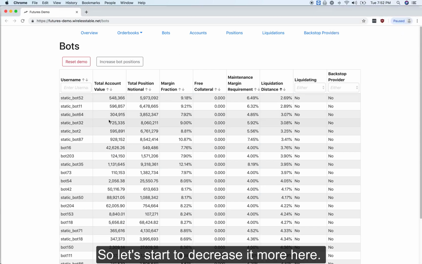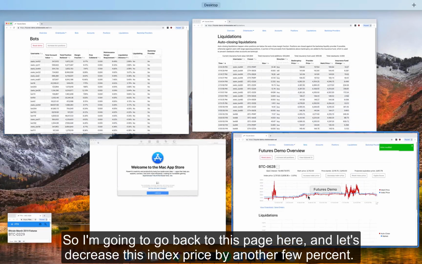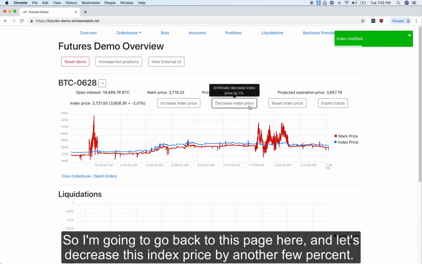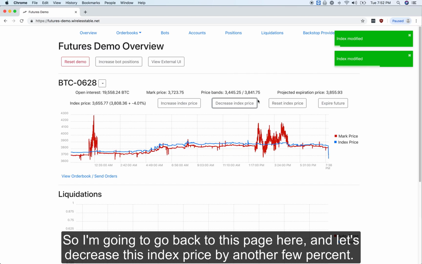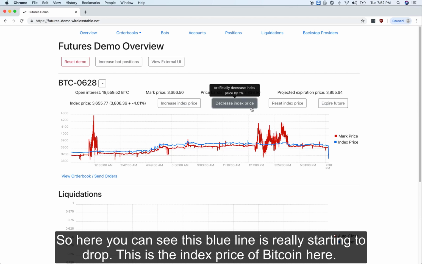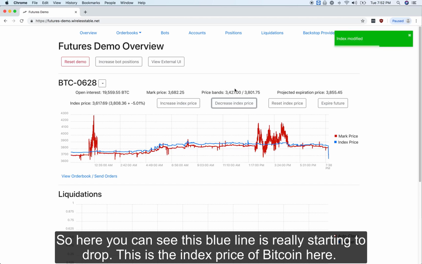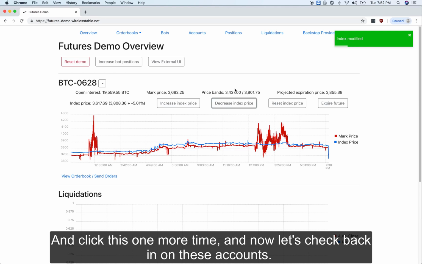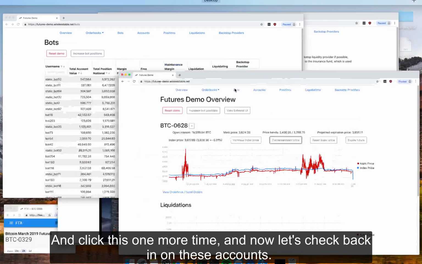So let's start to decrease it more here. So I'm going to go back to this page here, and let's decrease this index price by another few percent. So here you can see this blue line is really starting to drop. This is the index price of Bitcoin here. And click this one more time. And now let's check back in on these accounts.